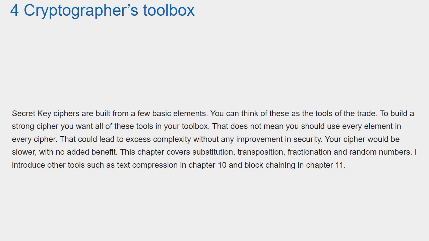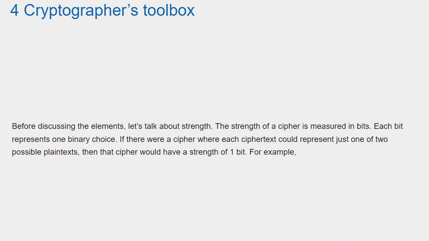This chapter covers substitution, transposition, fractionation, and random numbers. I introduce other tools such as text compression in Chapter 10 and blockchaining in Chapter 11. Before discussing the elements, let's talk about strength.